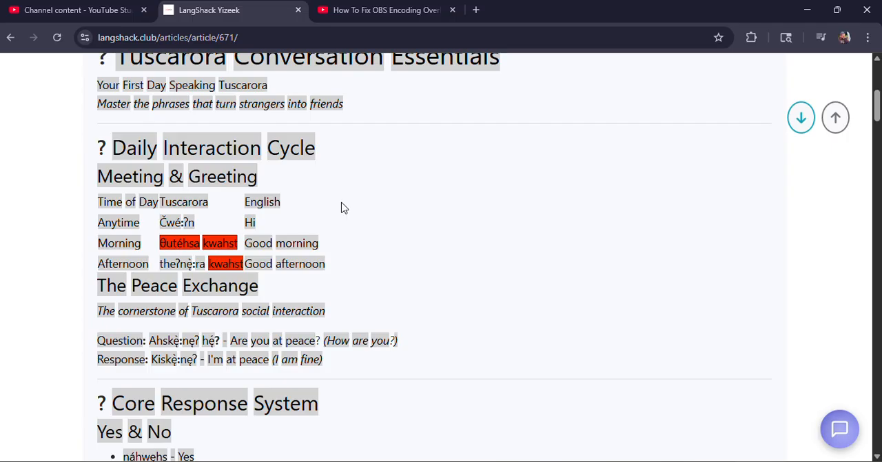That pause, right? And I broke the words up because Tuscarora is an extremely polysynthetic language, so the words are constructed sort of long, and the only way to really understand it is to break it down part by part.